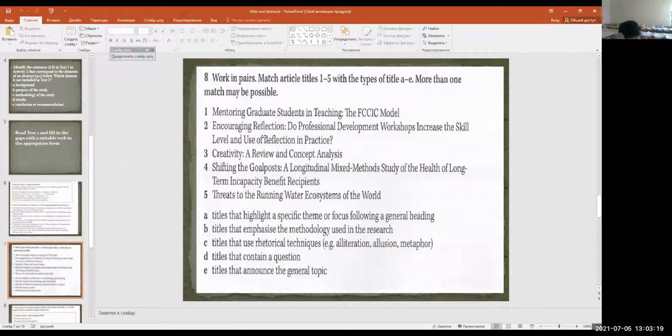So C corresponds to the fourth one, titles that use rhetorical techniques, shifting the goalposts, longitudinal mixed methods study of the health of long-term incapacity benefit recipients. So different rhetorical techniques are used here. Title D corresponds to the second title, titles that contain a question. So, do professional development workshops increase the skill level and use of reflection in practice? Here, the title uses a question. And title E corresponds to the fifth one, titles that announce the general topic, threats to the running water ecosystems of the world.